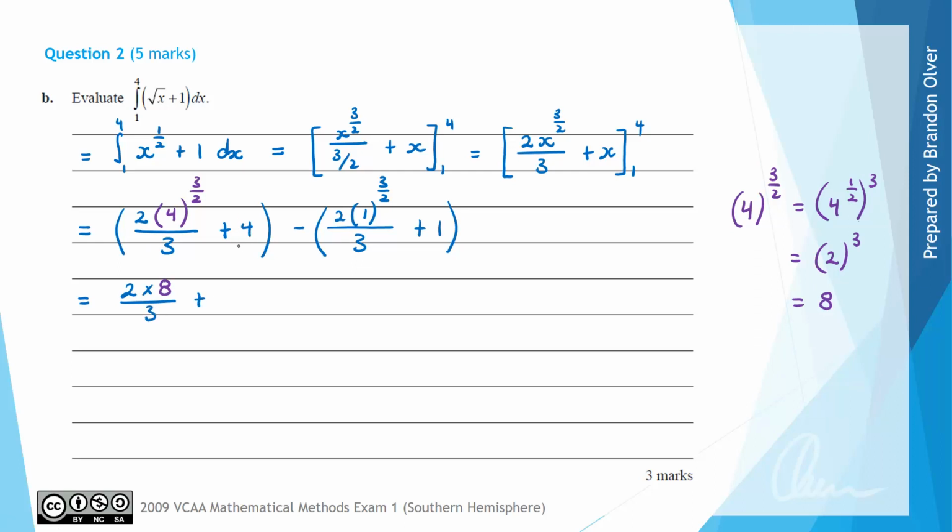but we're going to write that as a fraction over 3, which would be the same as 12 over 3. And then we'd have minus, and 1 to the power of 3 on 2 is simply 1, so we're going to have minus 2 on 3. And then we're also going to have minus 1, which we can write as minus 3 over 3. So evaluating that, we'll have 16 plus 12 is 28, minus 5 is 23, all divided by 3. So that is the value of this definite integral.